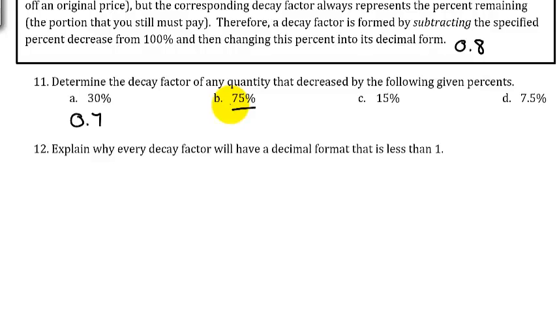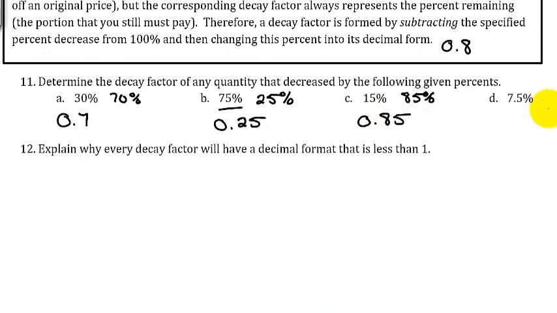Decreased by 75%, then the remaining would be 25%. Move the decimal 2 positions to the left, and you get a decay factor of 0.25. For 15%, the amount remaining would be 85%. Move the decimal 2 positions to the left, and you get a decay factor of 0.85.